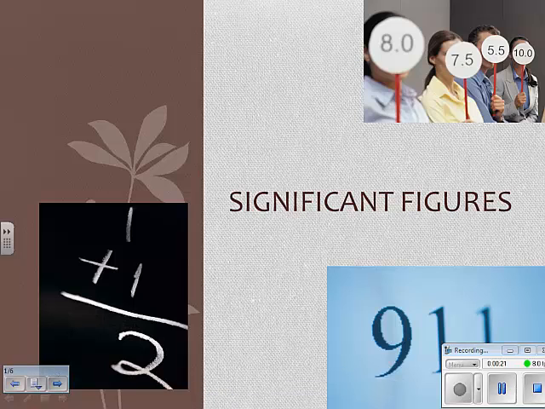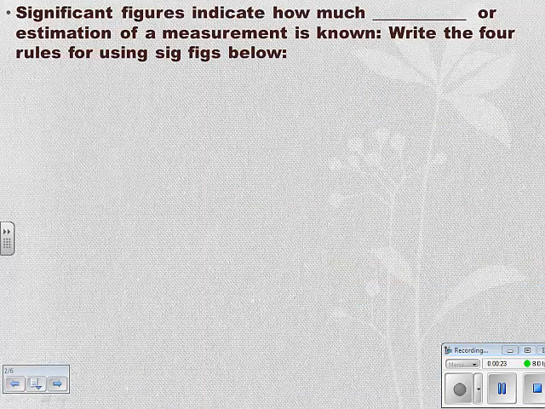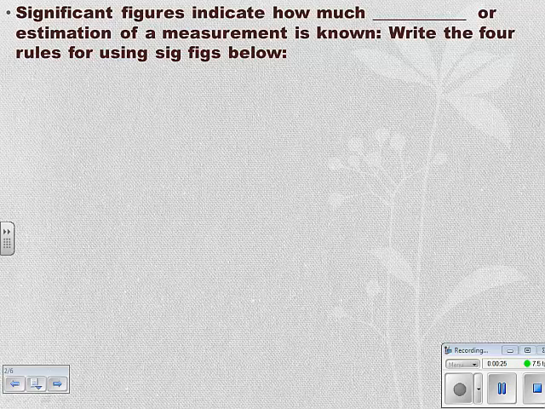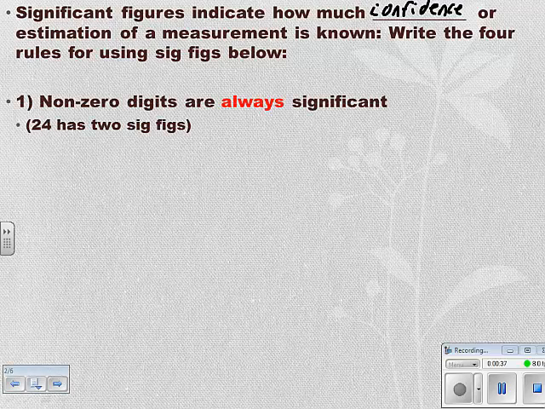So, first thing we got to do, define significant figures. What are they? Significant figures indicate how much confidence or estimation of a measurement is known. So confidence goes in this blank. There are 4 rules to these, and make sure you memorize them or at least know how to use them, or show us that you know how to use them. So the first rule is non-zero digits are always significant.